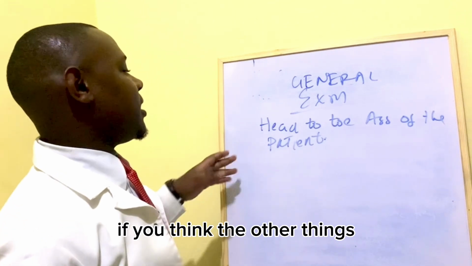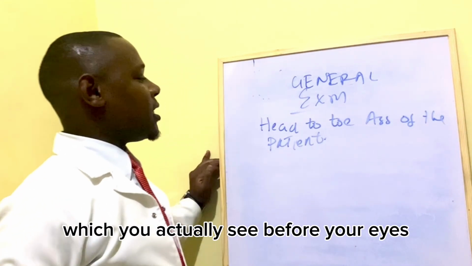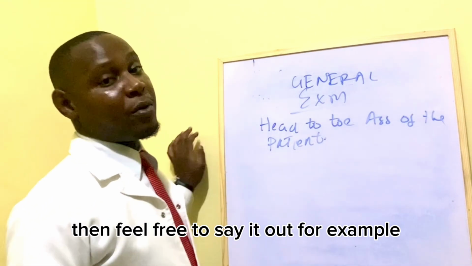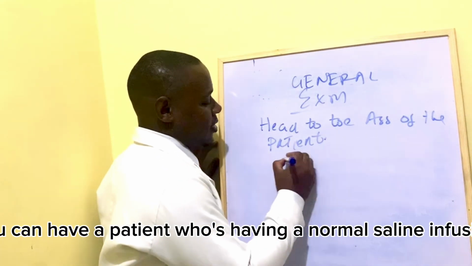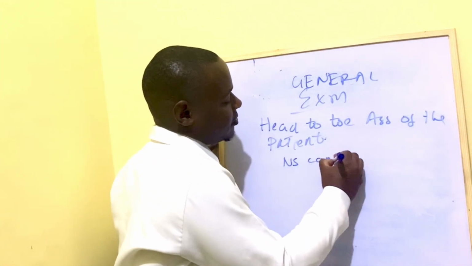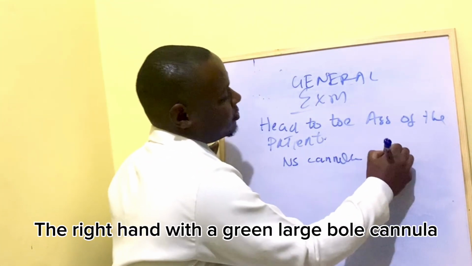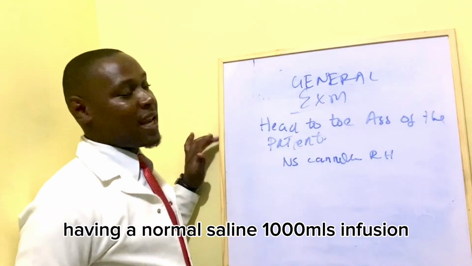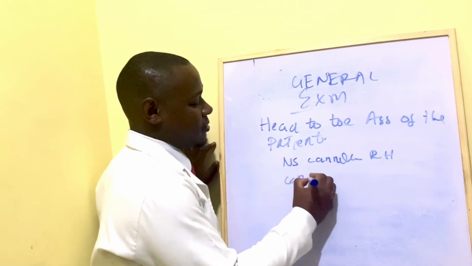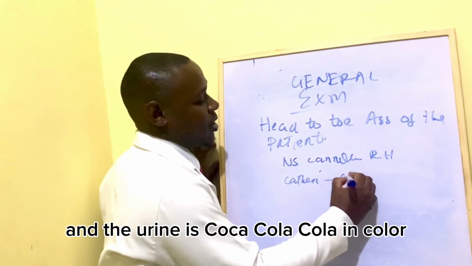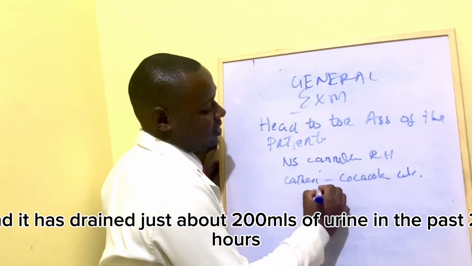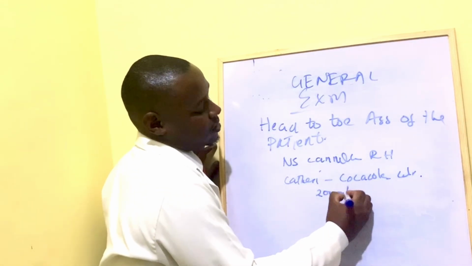If you think there are other things which you actually see before your eyes which can influence the diagnosis of your patient, then feel free to say it out. For example, you can have a patient who's cannulated on the right hand with a large bore cannula, having normal saline 500 mils running, but at the same time our patient is catheterized and the urine is Coca-Cola color and it has drained something like only 200 mils of urine.